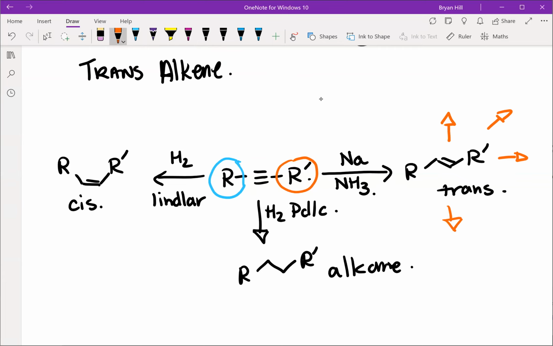So HX, water, like epoxides, cyclopropanes, all of those fun sort of things. So we're going to learn how to make some pretty complex molecules out of some really simple basic starting materials. And that's kind of fun. So that's basically how to reduce a triple bond to a double bond.